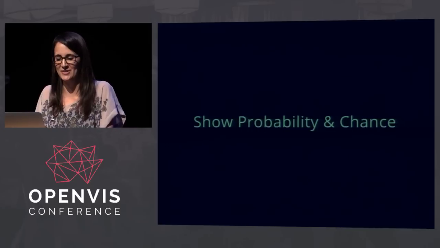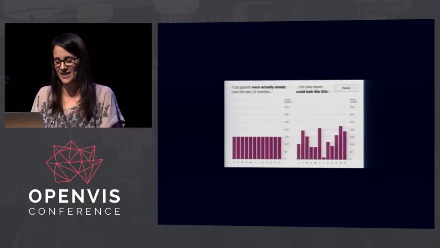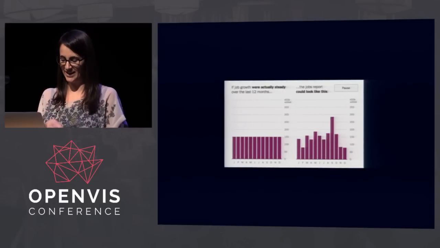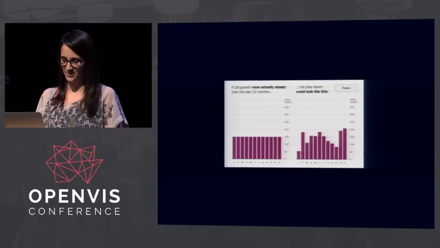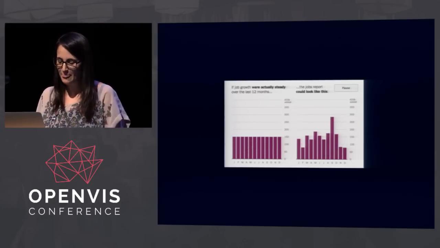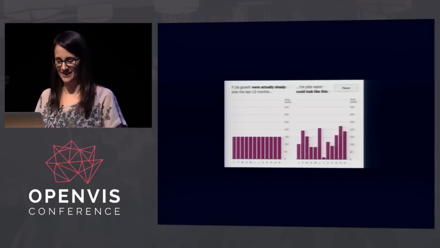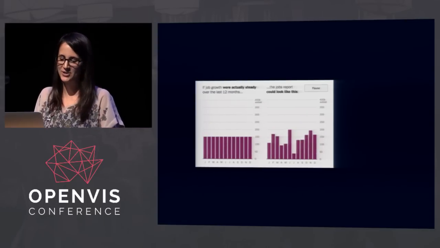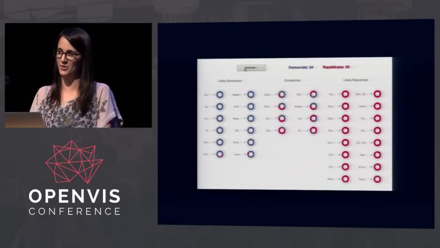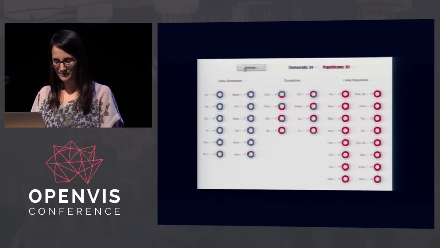So GIFs can also help us show probability and chance. Here's a looping graphic on a New York Times article about the jobs report. On the left is what the unemployment rate could be, and on the right is what the jobs report could look like. Even if job growth were totally flat, the jobs report could look like it's going up or down or any combination. Here's another one from the Times where pressing a button gives you a different possible outcome of who will win the Senate. The more you spin, the more you see how the probability shifts.